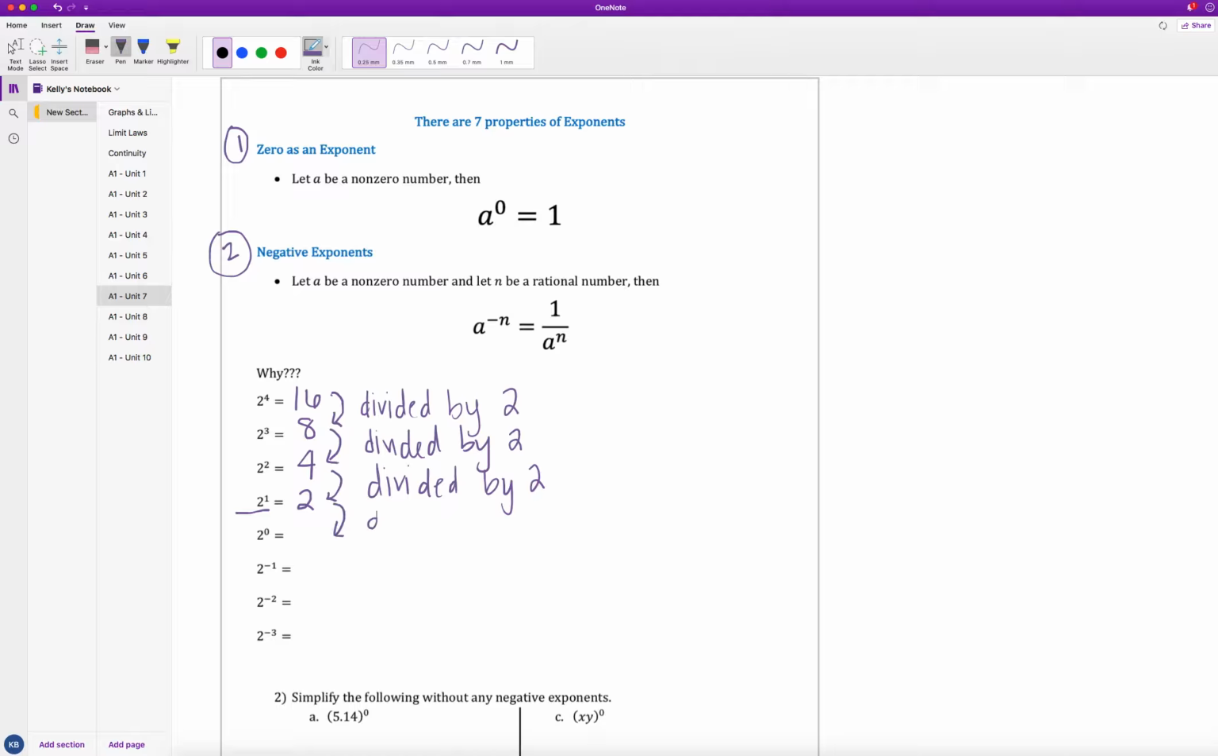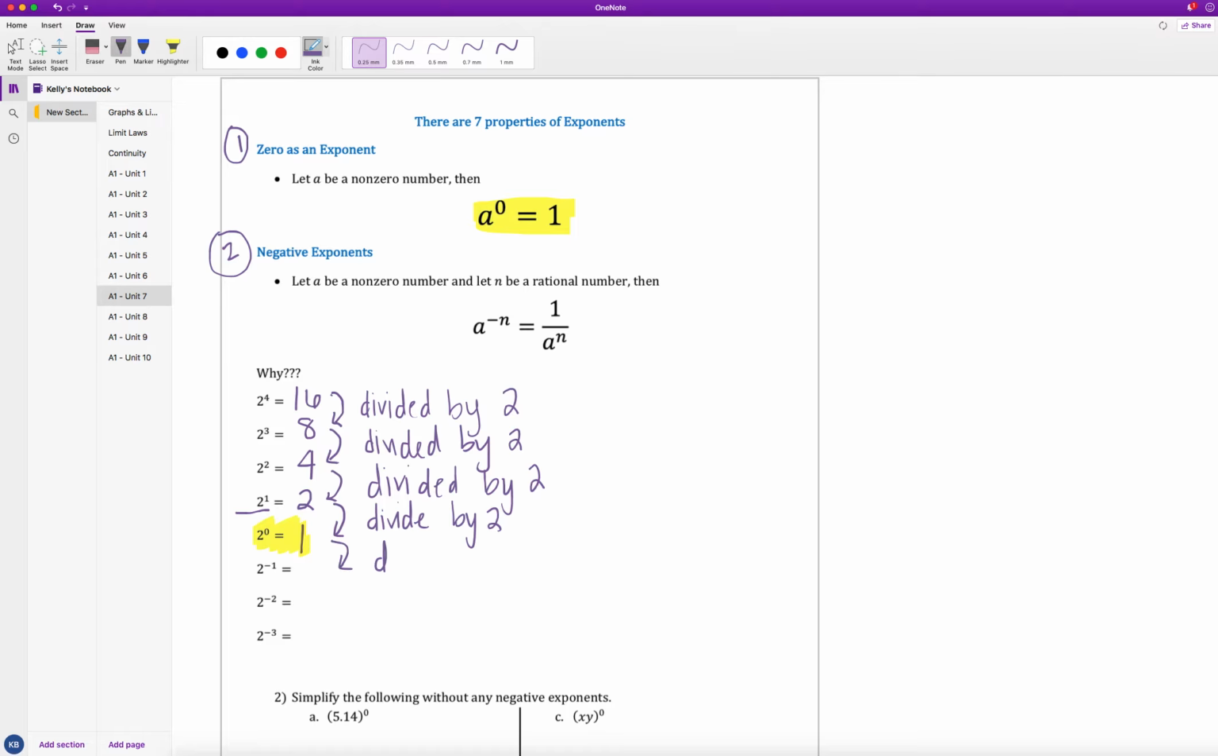So what that means is if I divide by 2, 2 divided by 2 would give me 1. Well, if I look here, anything to the 0 power is going to be equal to 1. That was our rule up here. And this is one example how we can see why that is true. Now let's continue this pattern.